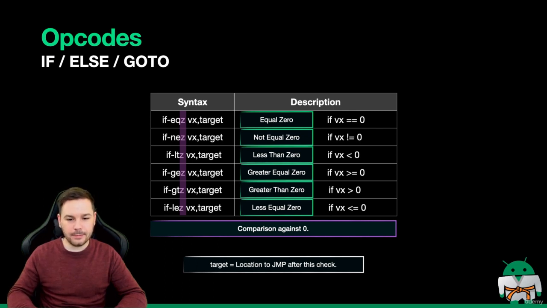And afterwards there's this target, this label where we jump to. This is the true statement. Otherwise, if our statement is false, we move on in the code. But we will have a look into this also.